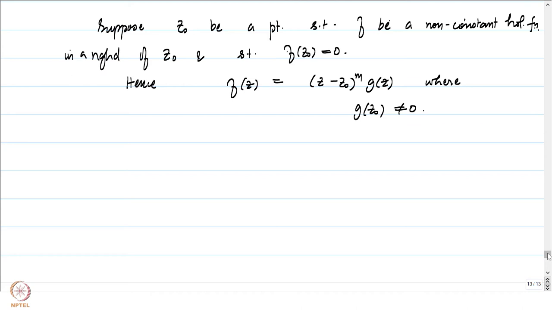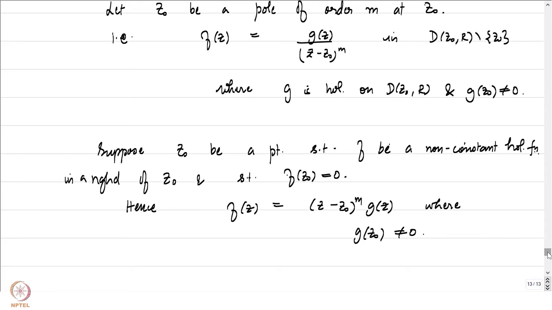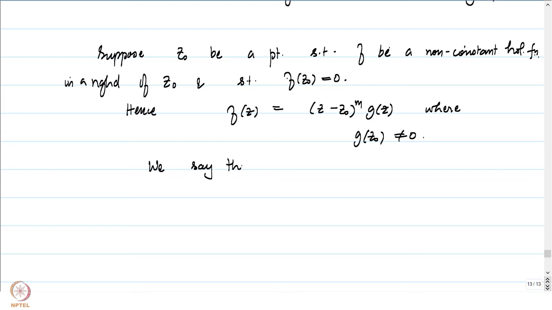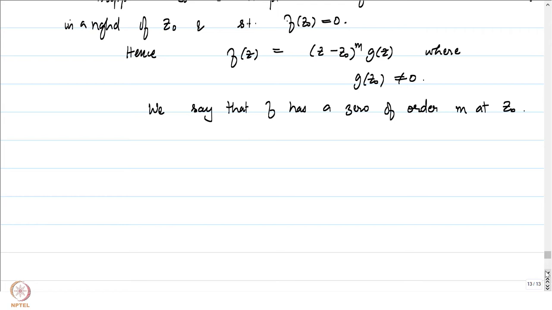So, being consistent with the notion of order above, we say that f has a zero of order m at z0. Alright, let's keep these things in mind and now try defining what is meant by a meromorphic function. To define a meromorphic function, we don't really need these jargons, but they are needed to describe what follows. Let me now define what is meant by a meromorphic function.